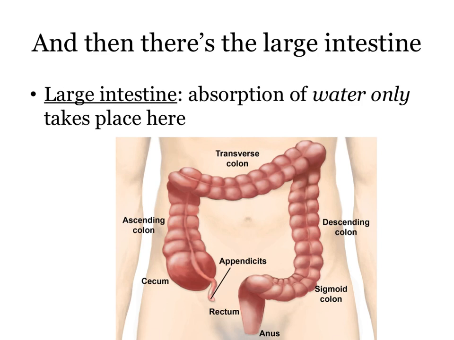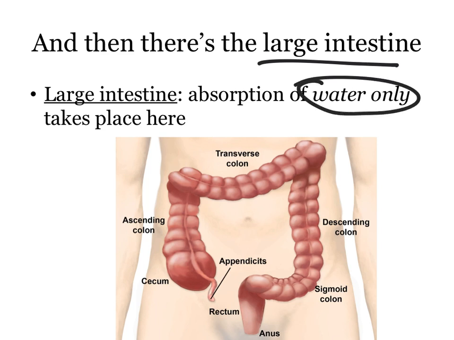So then finally, after the small intestine, food passes into the large intestine, and this is where water is absorbed. So nutrients are absorbed in the small intestine, and water is absorbed into your bloodstream in the large intestine. And then finally, anything that's not absorbed, so any extra nutrients or waste, would exit the large intestine via the rectum and then exit out the anus.